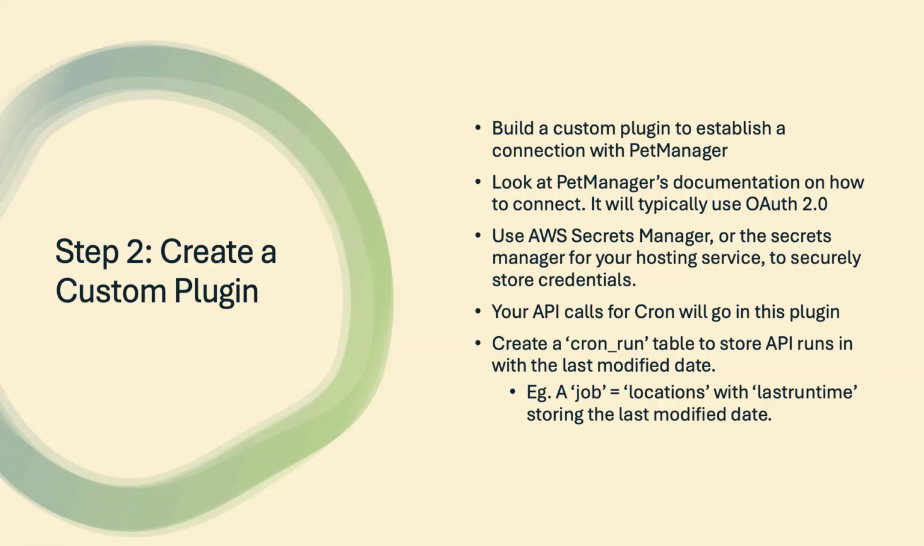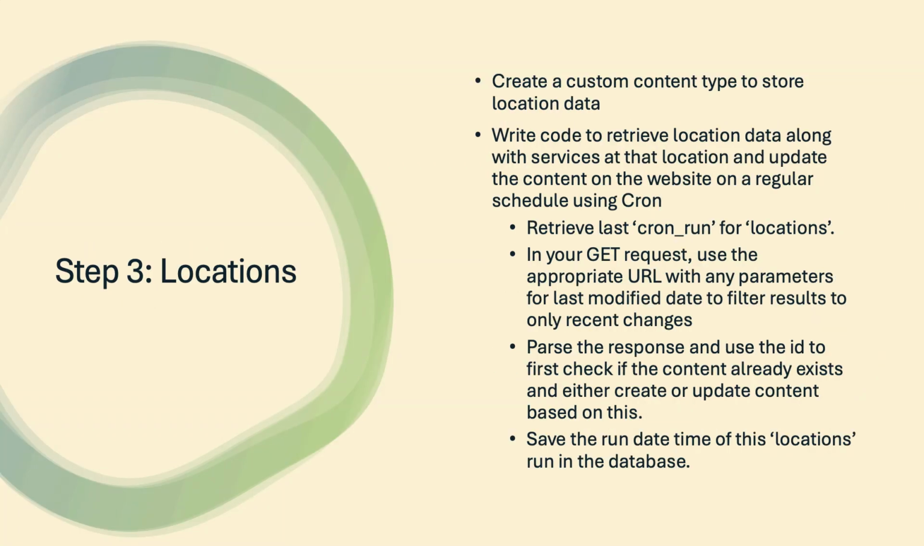So you're basically building this place to store all of your custom code for this connection, which is going to connect your website to Pet Manager. And then we're also going to create a cron run table to store API runs with the last modified date. For example, we'd have a column that is job, equal to location, and a column for last runtime that would store the last modified date. It's a very simple table, but this little table creates the foundation for what we're going to build in future steps with cron. So the first one we're going to dive into is doing locations.